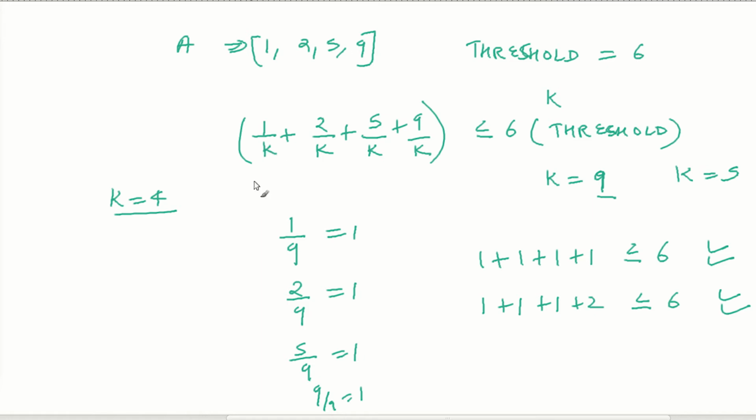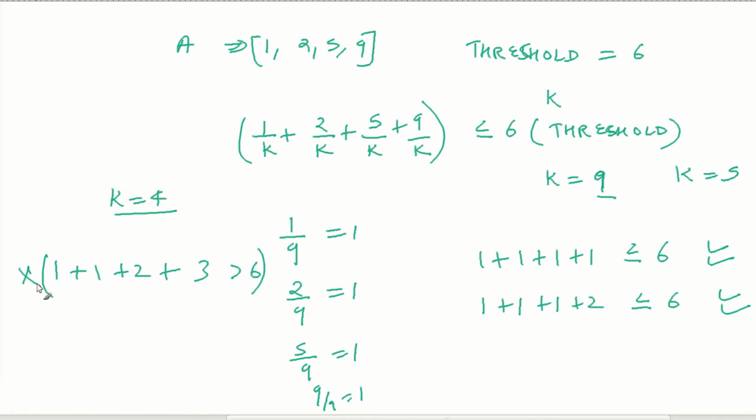then let us see what happens. When I am at k equal to 4, 1 by k will be 1, 2 by k is 1, 5 by k is 2, 9 by k is 3. So now the value 1 by k plus 2 by k plus 5 by k plus 9 by k becomes greater than 6, right? So since it is now greater than the threshold, 4 cannot be the answer. Any value less than 4 will also not be the answer, and the lowest value that can be the possible answer is 5. So 5 will be my final answer in this case.